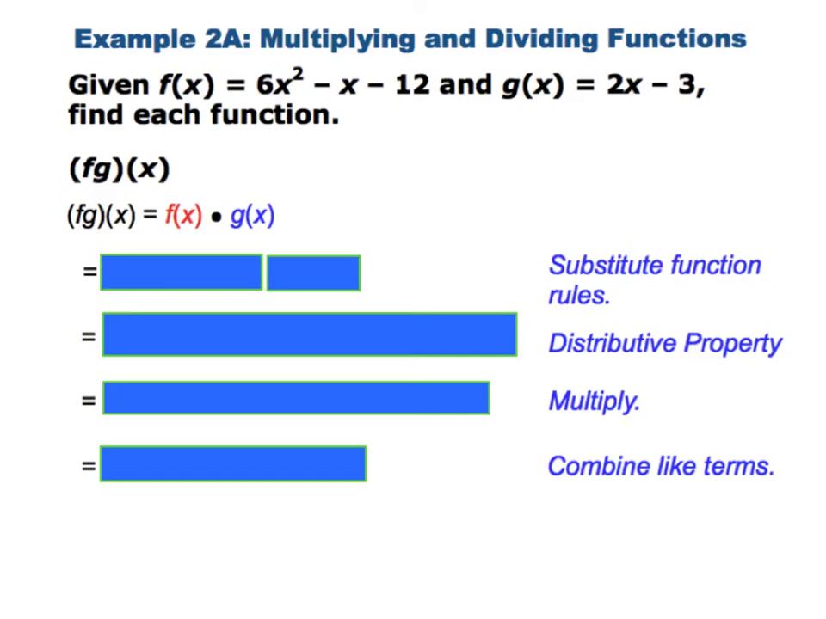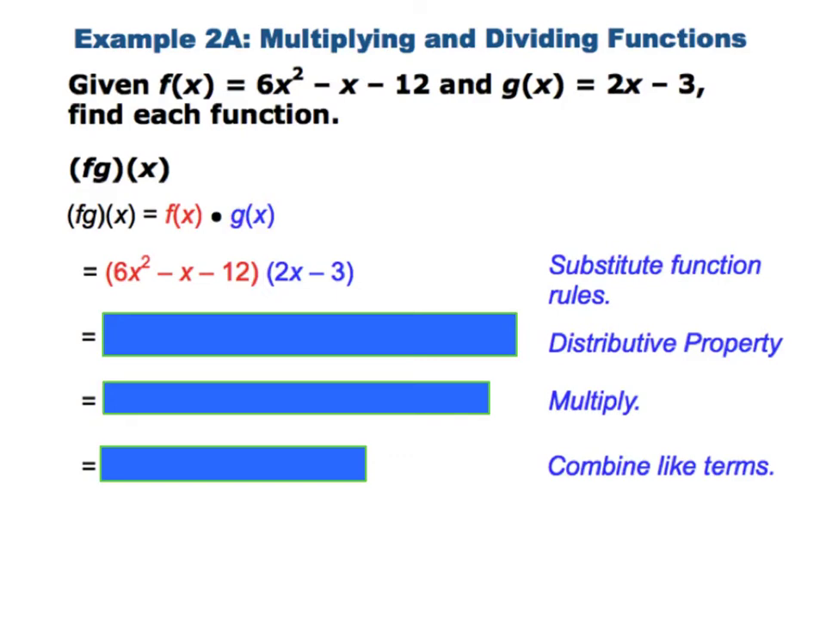All right, now what about multiplication? Well, first of all, let's review the terminology. F times g of x means we're going to take the f function times the g function. So again, let's take this function, substitute it in for f of x. So it's going to look like that. Then I'm going to take that g function right here and substitute it in for g of x, just like that.